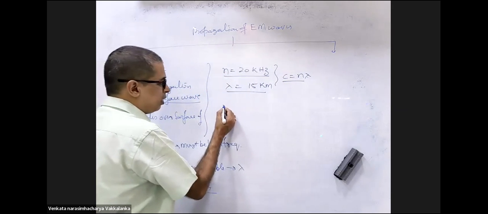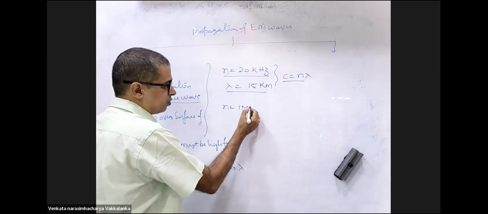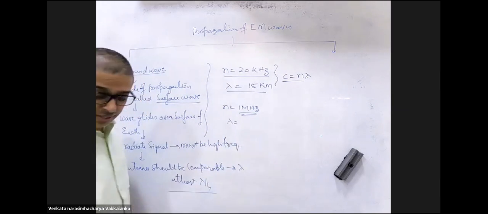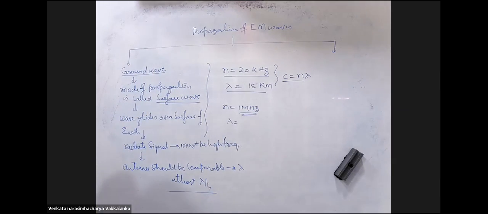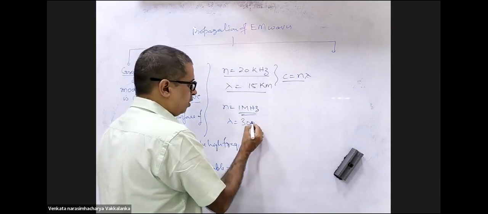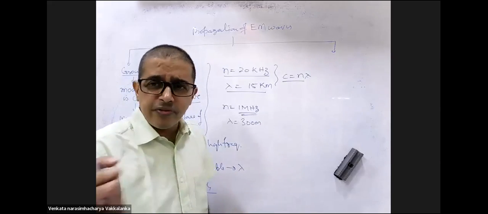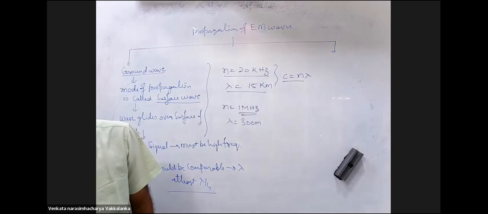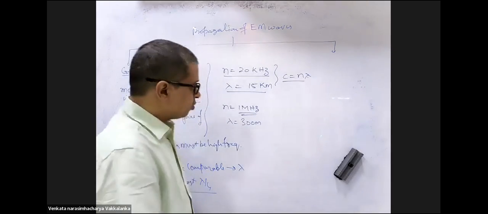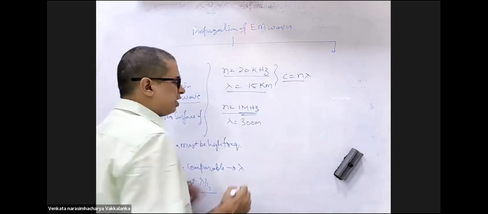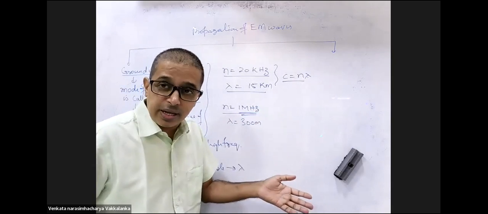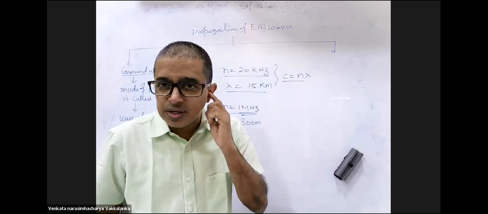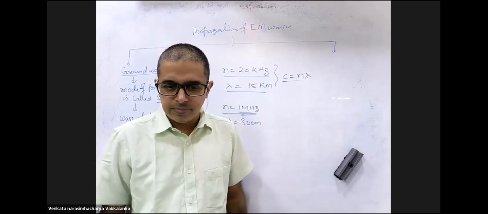So suppose I tell you the signal is 1 megahertz. Then what will be the wavelength? 300 meters. Now I can construct an antenna of lambda by 4, around 75 meters. Right? So I can transmit the signal when the frequency is high. But the critical catch is that I will not be able to hear that high a frequency.